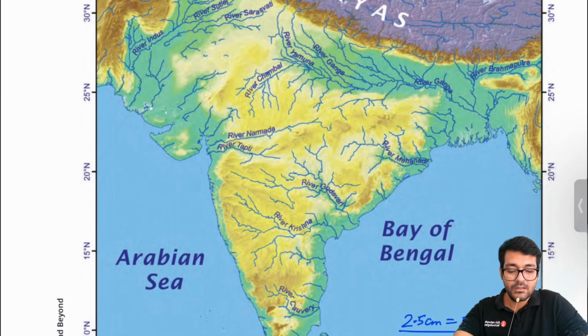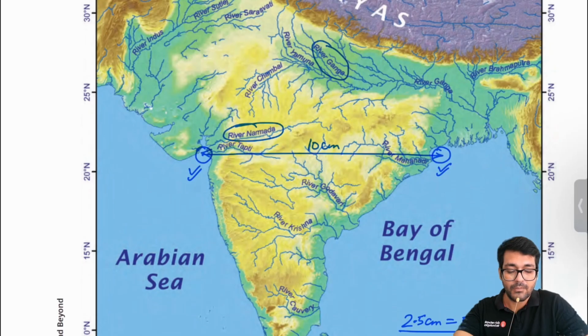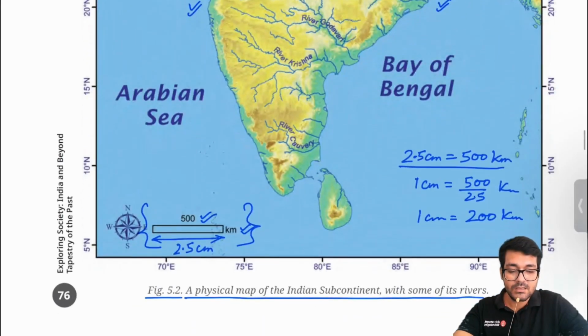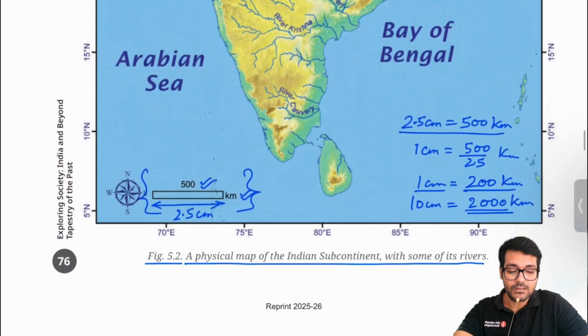You have to find the actual distance between the estuary of the Narmada river, that is from this point, to the estuary of the river Ganga, that is to this point. The approximate distance between these two estuaries is 10 cm on the map. Since the scale is 1 cm is equal to 200 km on the ground, thus 10 cm distance on the map will be equal to 2000 kilometers on the ground. The answer will be 2000 kilometers.